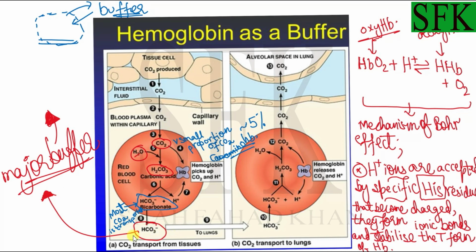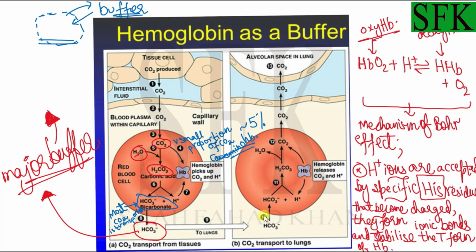I'm not going into the buffering properties of bicarbonate ions. But the H+ ions which were produced do not diffuse out into the blood plasma; rather, they bind to the hemoglobin. I'm going to discuss this part in great detail in a bit. Before going there, this bicarbonate ion is the major form in which carbon dioxide is transported from the tissues to the lungs.